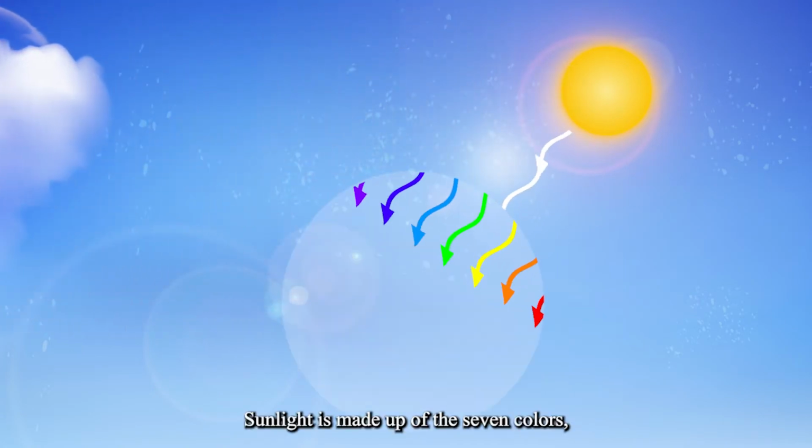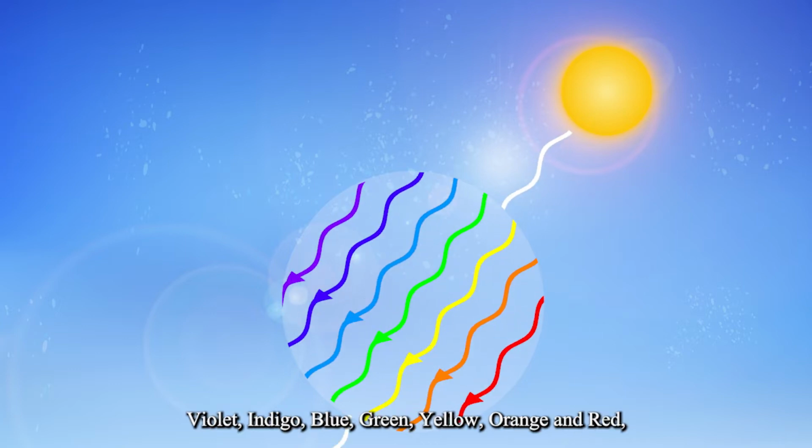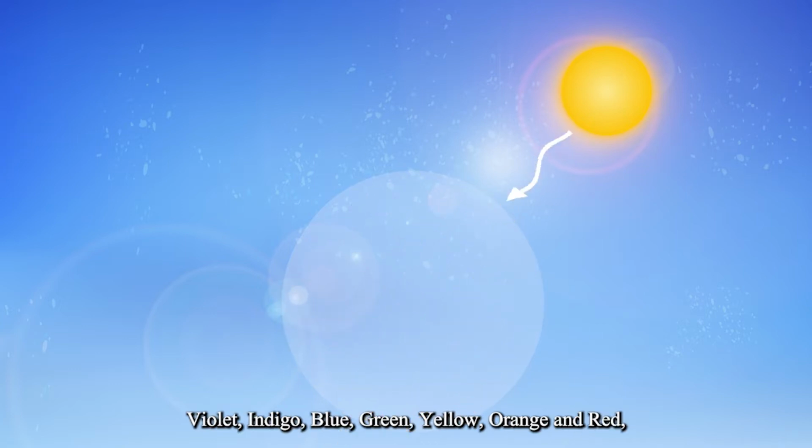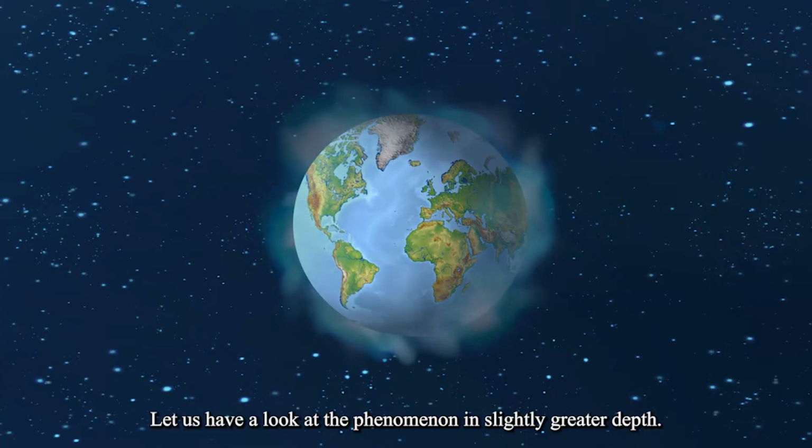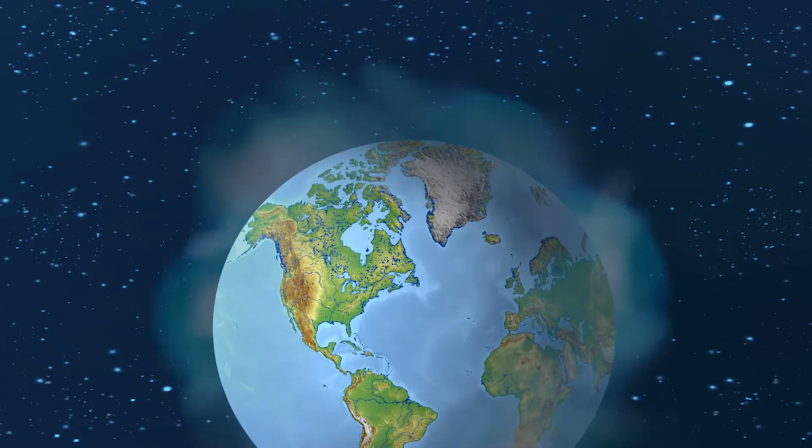Sunlight is made up of the 7 colors: violet, indigo, blue, green, yellow, orange, and red. Then why the preference for blue? Let us have a look at the phenomenon in slightly greater depth.